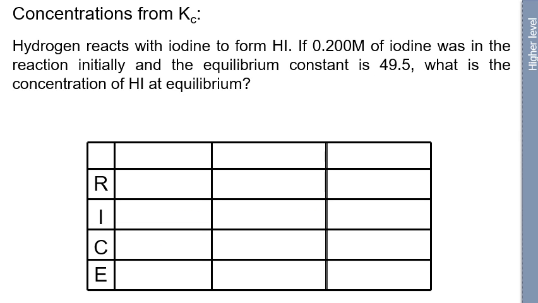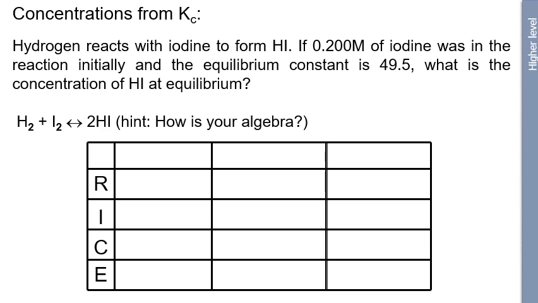Okay, so concentrations from Kc. Hydrogen reacts with iodine to form HI, just like before. If 0.2 molar of iodine was in the reaction initially and the equilibrium constant was 49.5, what is the concentration of HI at equilibrium? So again, we need an equation, okay? And the little hint I can give you is that you're going to start using algebra. Okay, so the ratios, well, those are the components, the hydrogen, the iodine, and the hydrogen iodide. The ratios we already know from the balanced equation. They're 1, 1, and 2.